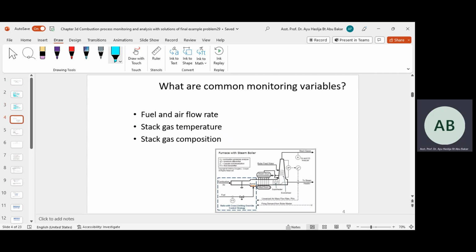These are the common monitoring variables that industry commonly monitors: the fuel and air flow rate. We know that combustion is mainly about fuel and air. If not enough fuel, you have a problem. If you have excess air, you will also need to consider the size of the blower to supply the air. Then stack gas temperature and stack gas composition.